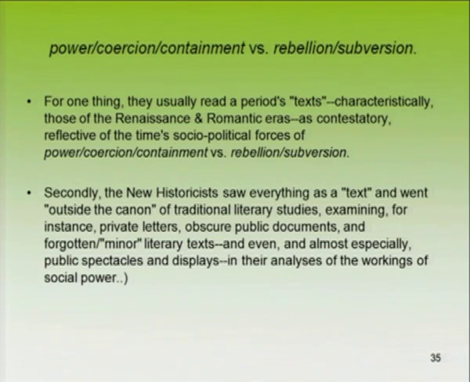For one thing, they usually needed a period's text characteristically. Those of the Renaissance and Romantic eras were the fit case studies, seen as contestatory, reflective of the time's socio-political forces. So, they were seen from the standpoint of power, from the standpoint of coercion, containment versus rebellion and subversion. Secondly, the new historicists saw everything as a text and went outside of the canon.